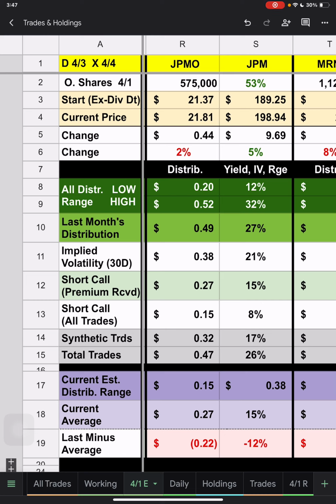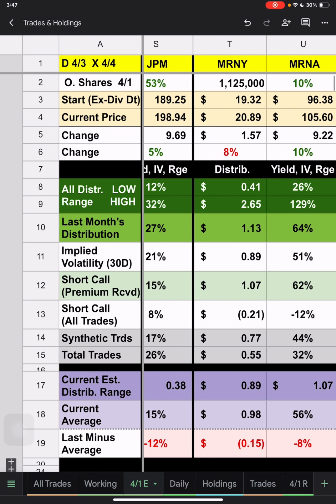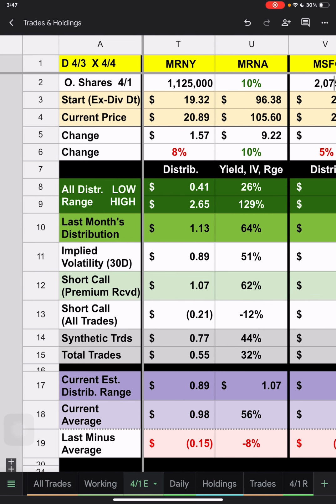And the short call premium received is 27 cents a share. The distribution range, 15 to 38 cents, which is an average of 27 cents a share. If we move on to Murni, outstanding shares have increased by 10%. Moderna, the underlying, has won by increasing 10%. The short call premium received by YieldMax is $1.07.